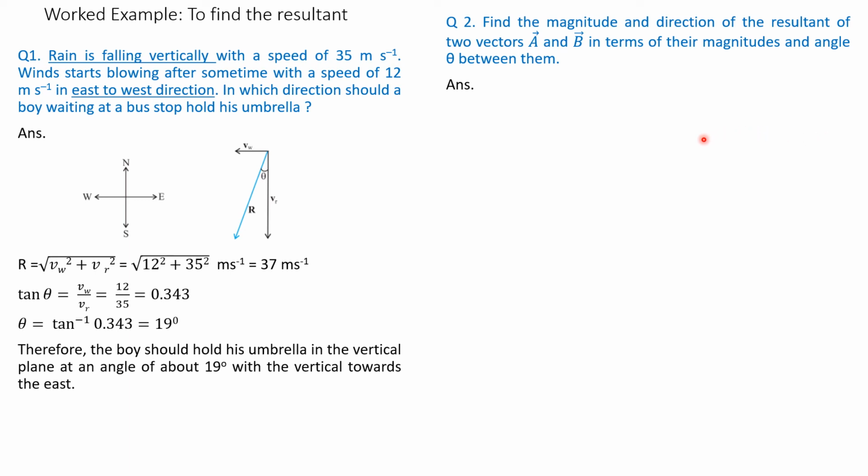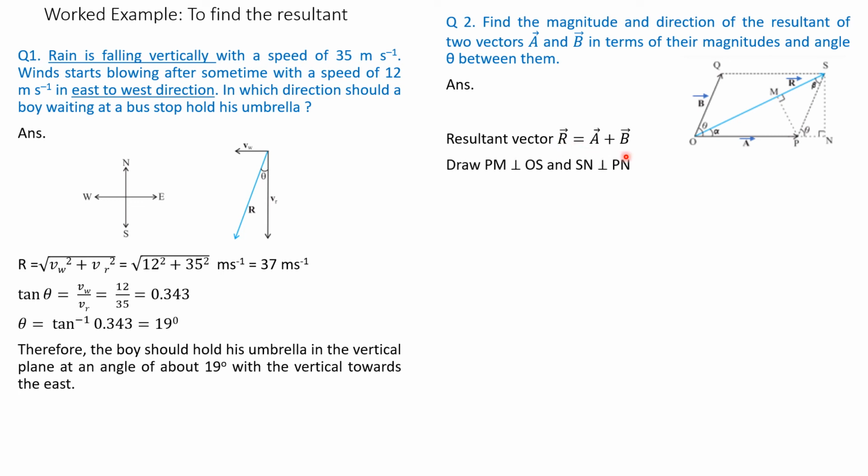The angle between vector A and vector B is theta, and the angle between vector A and the resultant is alpha. Similarly, the angle between vector B and the resultant is beta. So let us solve this problem. We have to find the resultant vector R. Let R be equal to vector A plus vector B. So draw PM perpendicular to OS and SN perpendicular to PN.